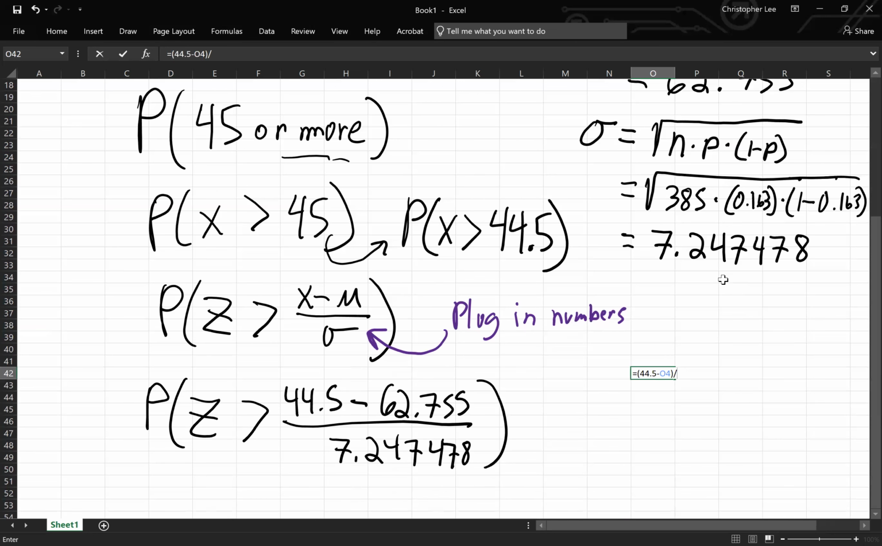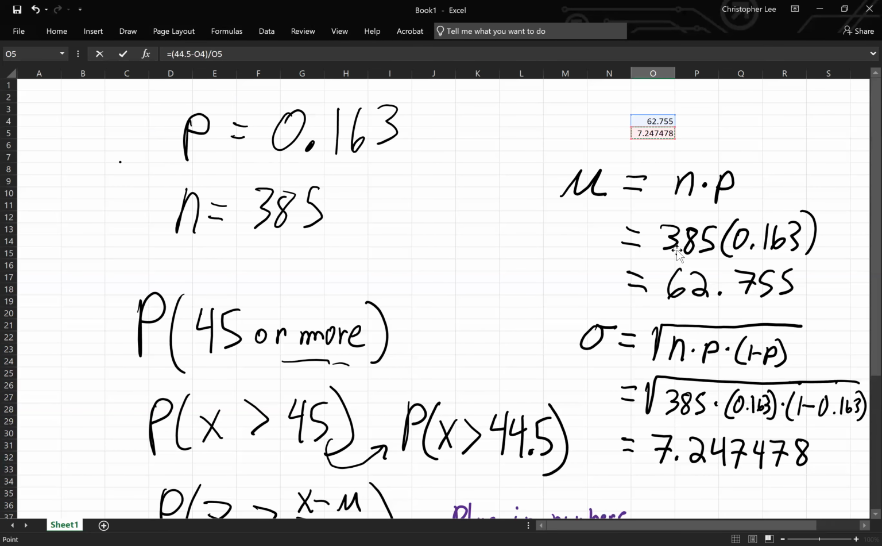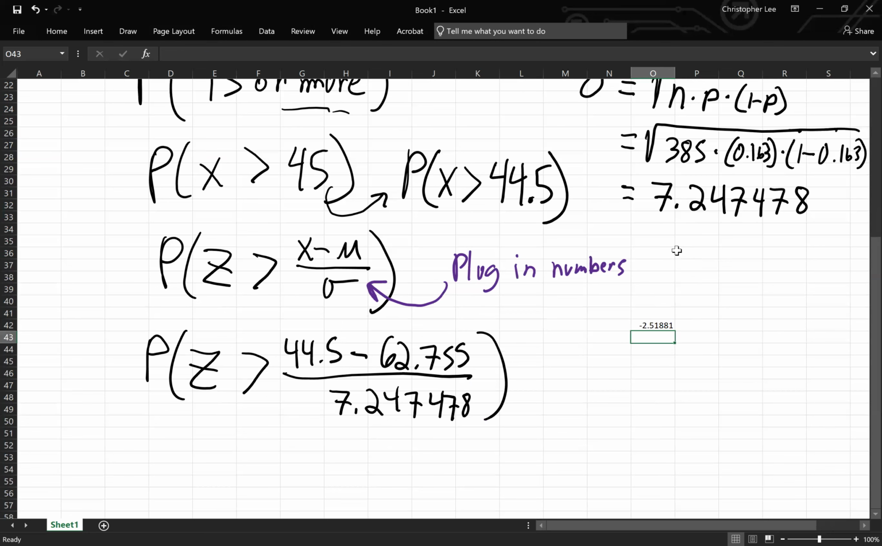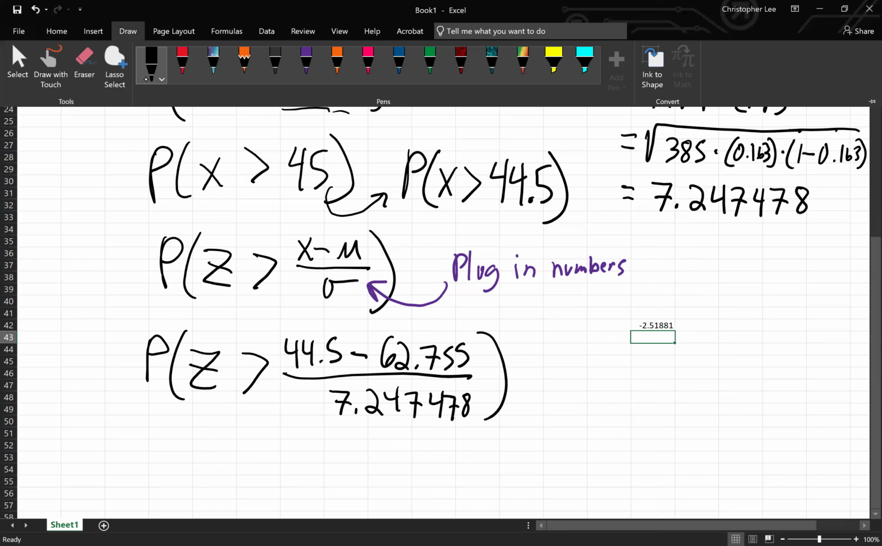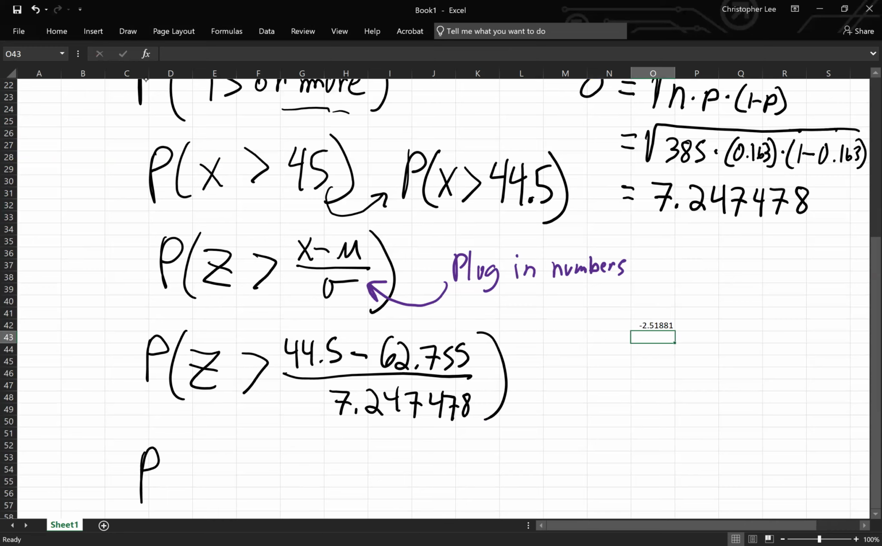That's what I'm trying to find right now. All right, so this is what I got, which you guys can get on the calculator as well. Just plug it in and you get it. So this becomes probability of z greater than negative 2.51881. Now, if we're going to use a table, we have to break this down. You have to have two digits after the decimal. I got negative 2.51881.